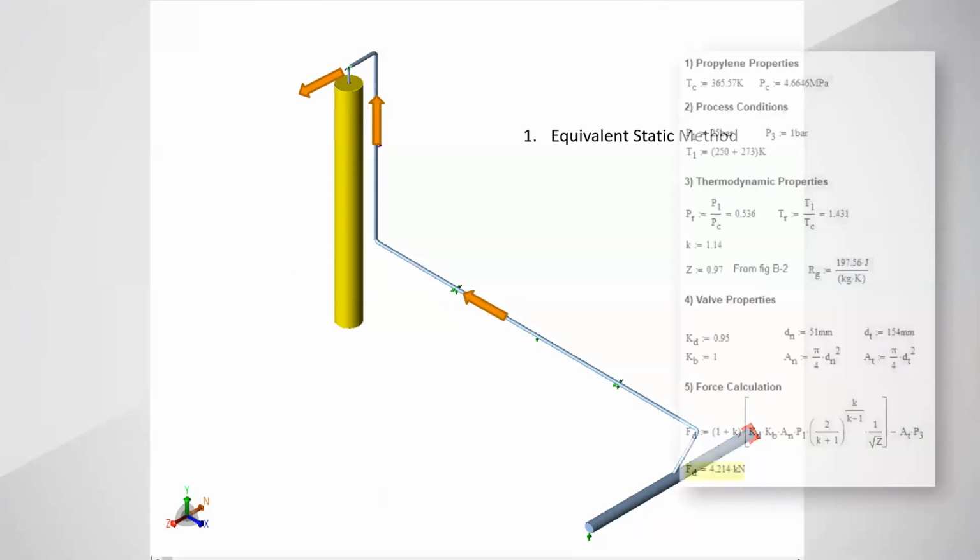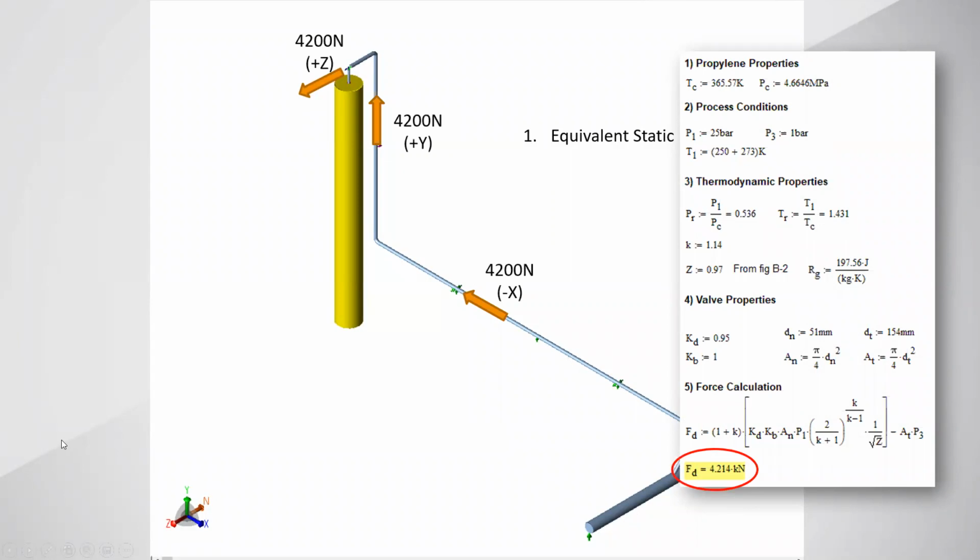So we can calculate the force in the pipe using our little formula that I showed before, and we end up with a force of about 4.2 kilonewtons. So we'll then apply that force on the piping system in our static model. And of course, we need to remember we have our dynamic load factor of 2, so we need to multiply each of those by 2.